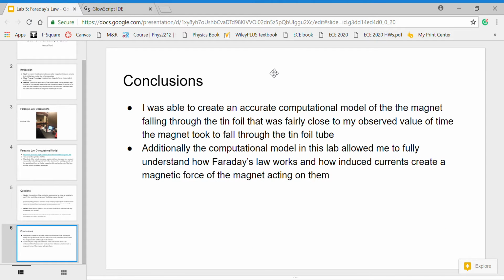I was able to create an accurate computational model of the magnet falling through the tinfoil that was fairly close to my observed value of time the magnet took to fall through the tinfoil tube, which was about 1 second. Additionally, the computational model in this lab allowed me to fully understand how Faraday's law works and how induced currents create a magnetic force of the magnet acting on them.